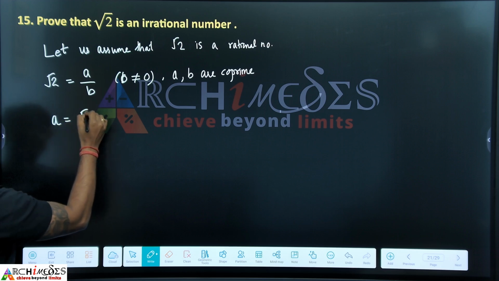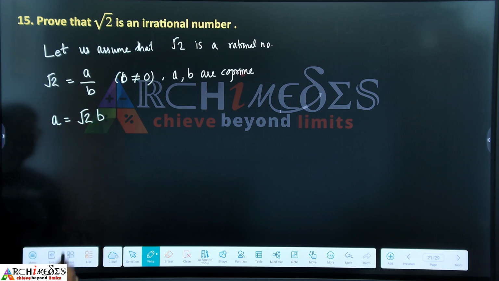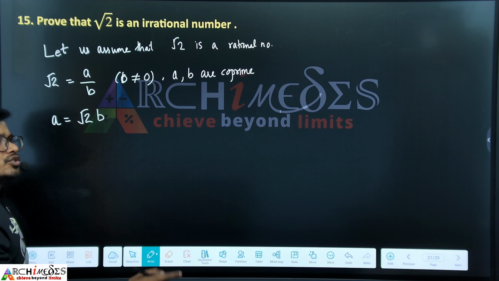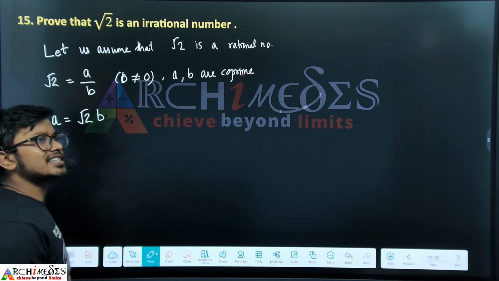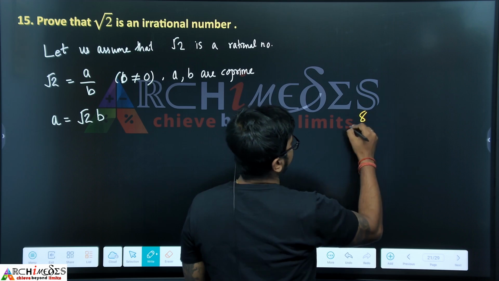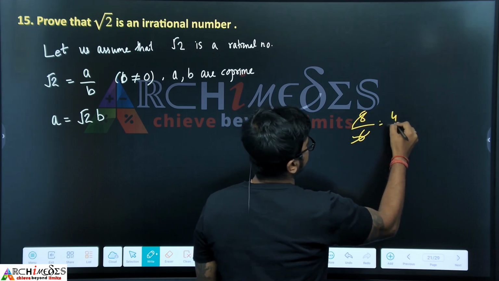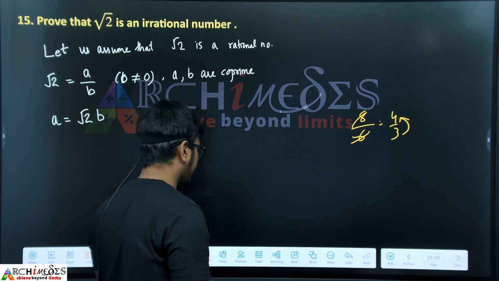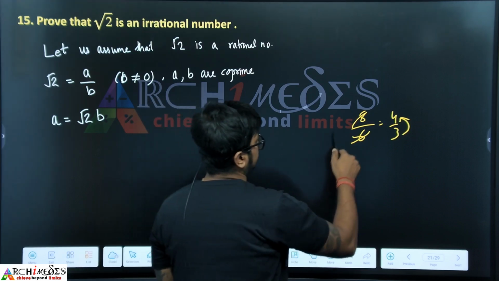So can we write it, yes. Co-prime means which do not have any common factor. HCF is 1. Just now I told you, no? 8 by 6, when you cancel this, it is 4 by 3. There is no common factor, only one common factor, which is 1. Am I clear now? Okay.